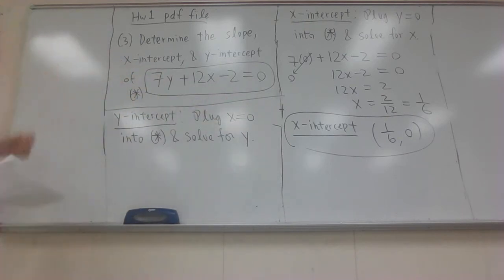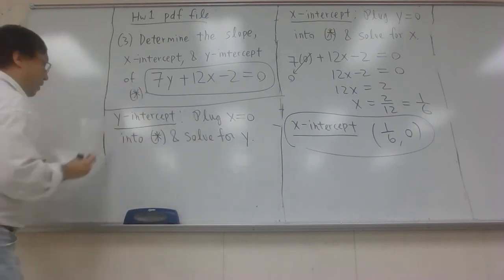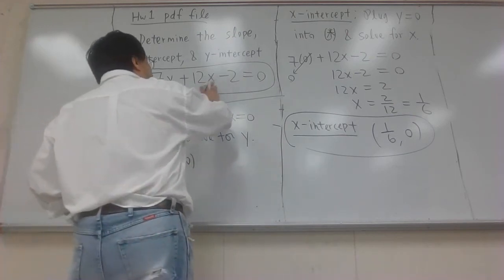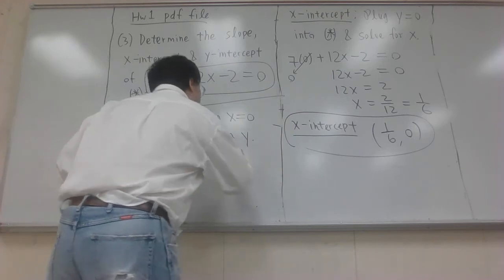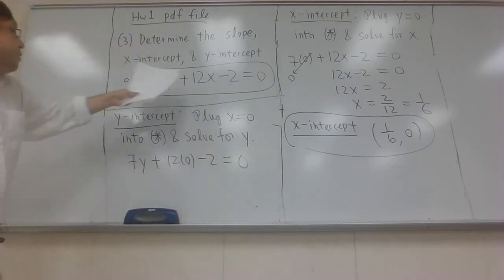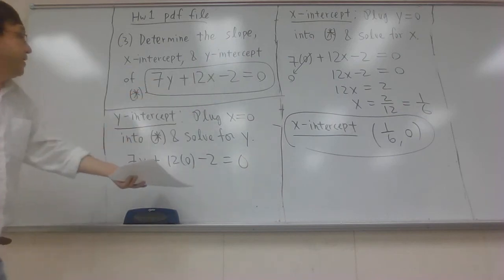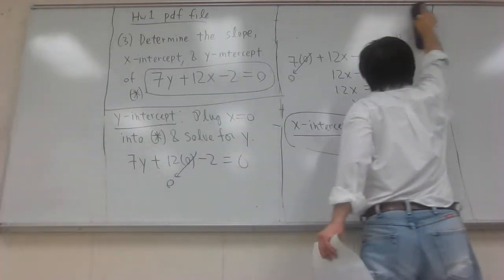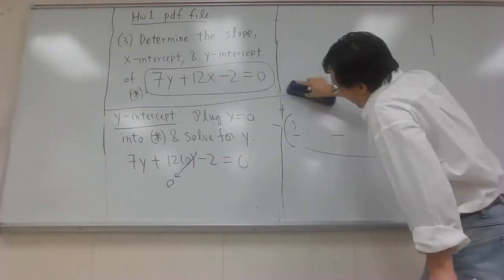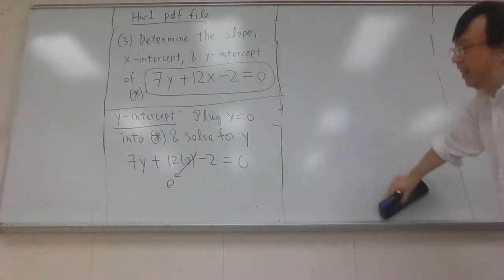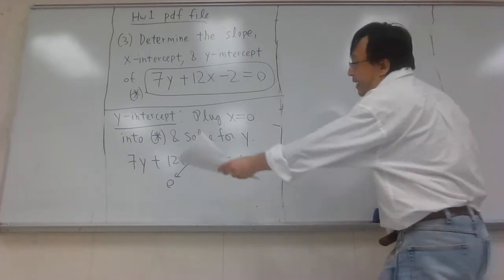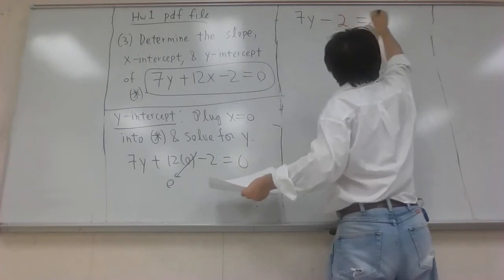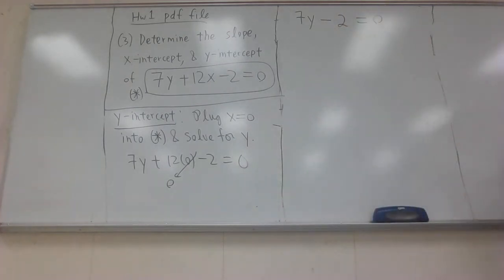So you plug x equals 0 into star, so you get 7y plus 12 times 0 minus 2 is equal to 0, because we're plugging in x equals 0. So this becomes 0. And so we get 7y minus 2 is equal to 0.